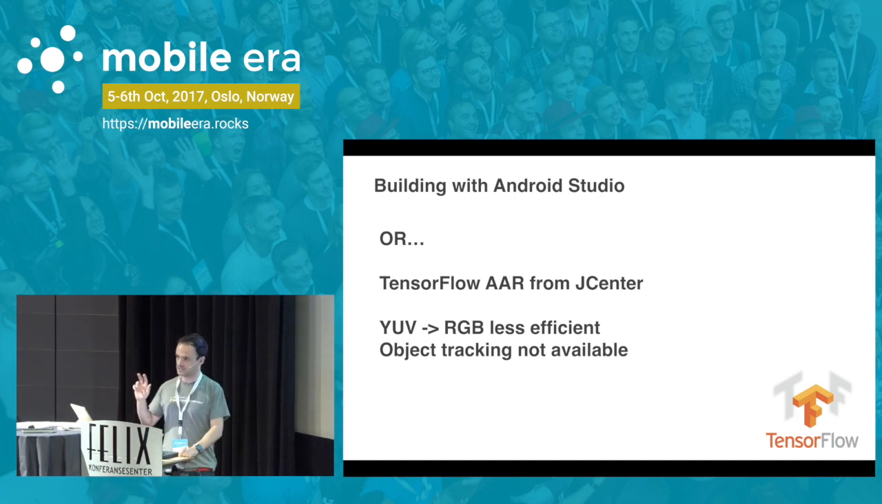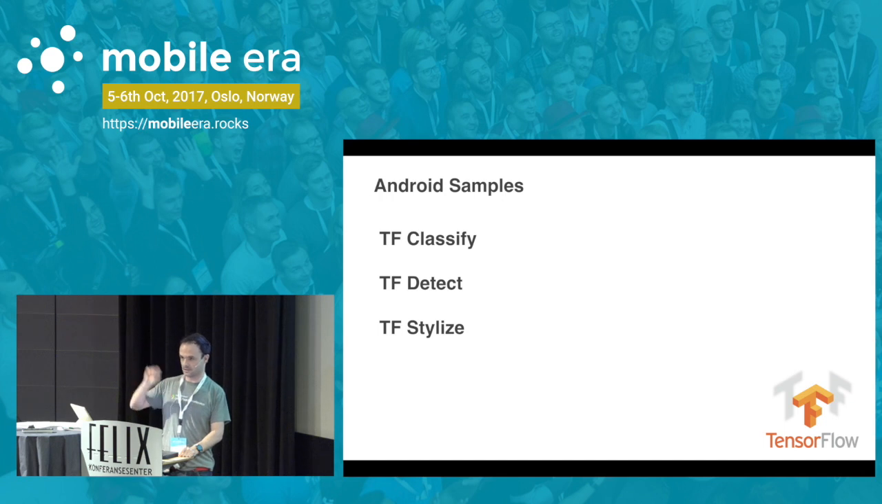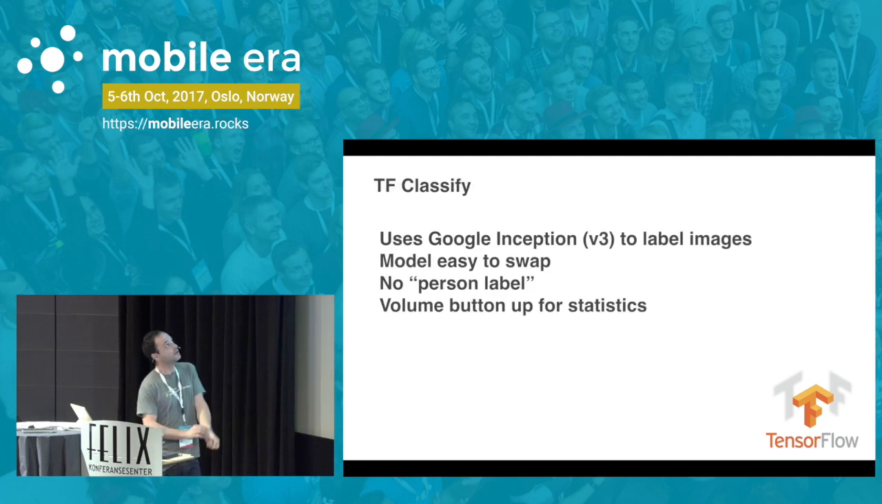I'm going to show you 3 examples that Google provides, and then a little bit in the code how we could change it to show another model. So Google gave us 3 samples: classify, detect, and stylize. Classify uses Google Inception, version 3, to label images. We can swap the model very easily. So with this project in our Android Studio, we could say, okay, now use the model we trained before using the system I explained, and it will work with our model.